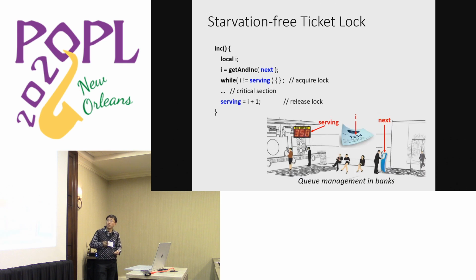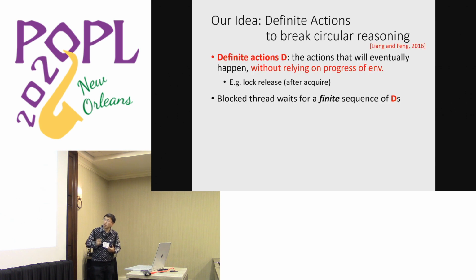To address this problem, here we get some insight from the starvation-free ticket lock. So in this example, whenever a client tries to acquire the lock, it waits in a queue. So there's always a finite number of threads in front of it to acquire the lock. So then here we introduce the idea of definite actions to break this circular reasoning. The definite action is an action that will eventually happen without relying on the progress of the environment. That's why we call it definite.